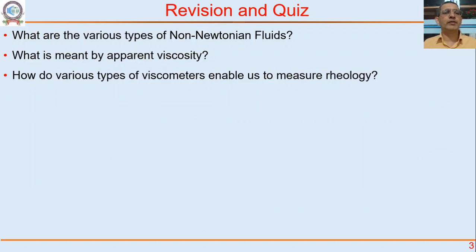Before we go forward, just revise what you mean by a Newtonian fluid, non-Newtonian fluid. What are the various types of non-Newtonian fluids? What is meant by apparent viscosity? What are the various viscometers available to measure the rheology? Okay, revise that so you are familiar. Revise Navier-Stokes equation, equation of motion, equation of continuity. See the problems that we did once again.